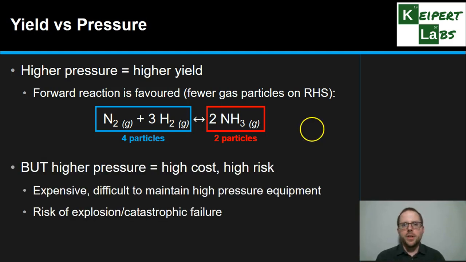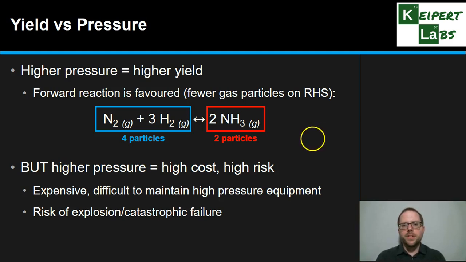But higher pressure has its own downsides, that is, high cost and high risk. So it's not so much in terms of a rate factor, but in terms of the logistics of setting up this process on an industrial scale. This sort of equipment is very expensive, very difficult to maintain because of the high pressures that are needed to get this working. There's a high risk of explosion or catastrophic failure because you're trying to maintain pressures much greater than the atmosphere around the plant. And so the potential for dramatic failure is significant. Now, it may be highly uncommon if you've planned for it carefully, but the actual outcome would be catastrophic.